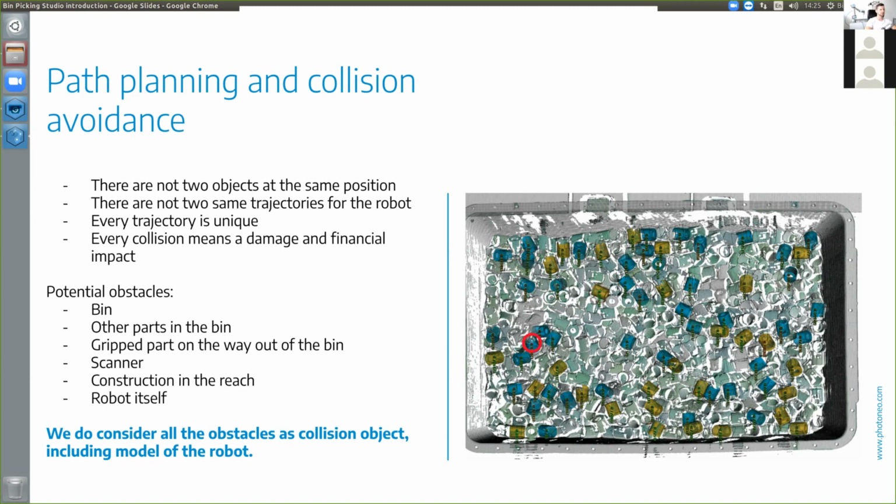So what we need to do is some kind of path planning and collision avoidance, to put everything into one environment and tell the robot, don't go over here, don't go over there, because you would smash something. You can have various potential obstacles like the bin, other parts inside the bin, and the gripper part scratching something in the bin. You will have a scanner on top of the system, or attached to the robot. Constructions, the robot itself, everything you can imagine would be a possible danger for the robot, a possible collision object.